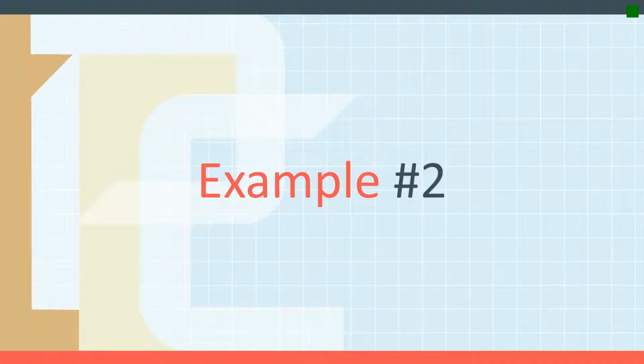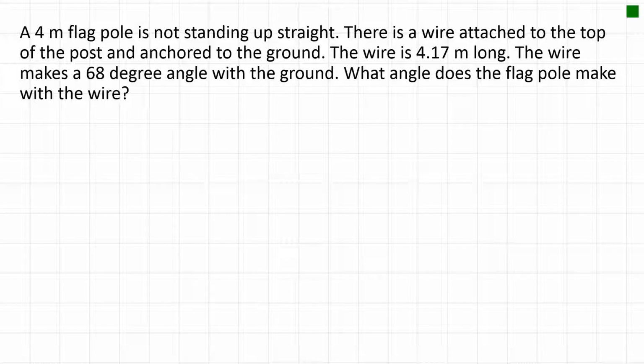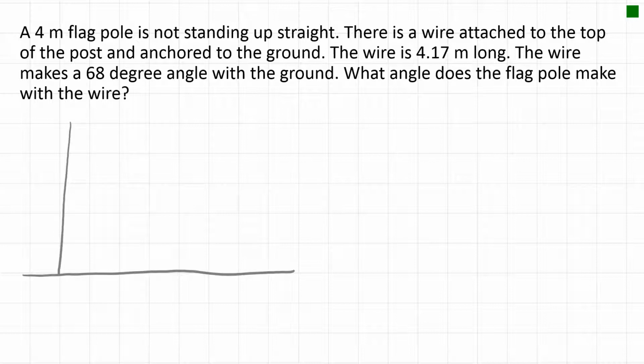So in example number 2, we're going to be talking about a word problem that doesn't have a provided diagram. So we've got a 4-meter flagpole that is not standing up straight. So let's make a diagram here. We've got the ground and we've got a flagpole that is leaning. So here's our flag and it's leaning a little bit. There's a wire attached to the top of the post and it's anchored to the ground.